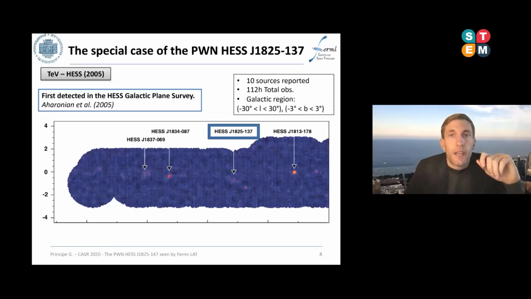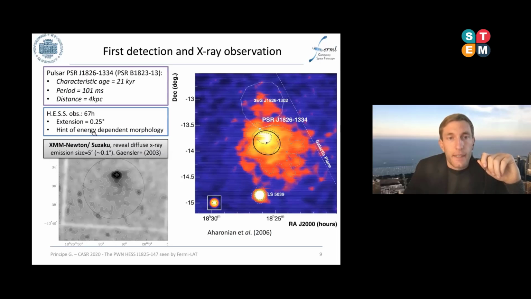In particular, the case of SG1825-137, it is a pulsar nebula which has been first detected in the survey of the galactic plane done by the H.E.S.S. collaboration. So H.E.S.S. is a Cherenkov telescope collaboration, and so at TeV energies, and then performing more than 67 hours of observation, they obtained an even more resolved map from which they could see this extension in TeV energies. And they associate this extension to the nebula, which is connected to the Pulsar G1826, which has a characteristic age of 21 kiloyears and a distance of 4 kiloparsec.